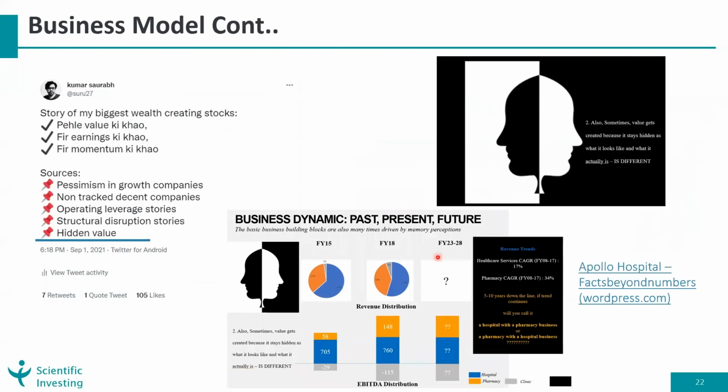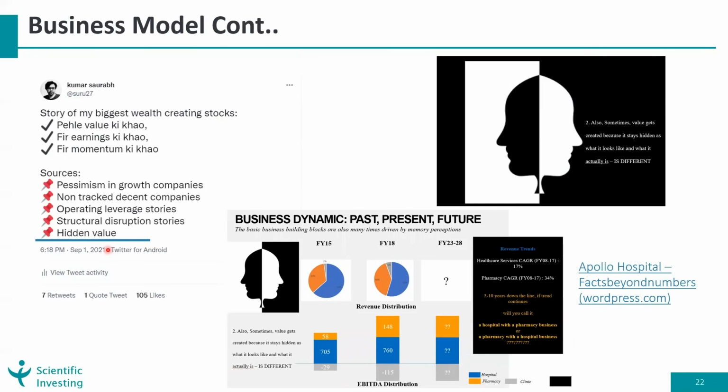And why I'm highlighting this is, a few days back, I made a tweet, a story of my biggest wealth creation stocks. Pehle value ki khao, phir earnings ki khao, phir momentum ki khao, and how these wealth creating stocks are generated. One big source for me has been hidden value, where what I mean by hidden value is the market perceives the company as something, but after a few years, the company turns out to be something else.